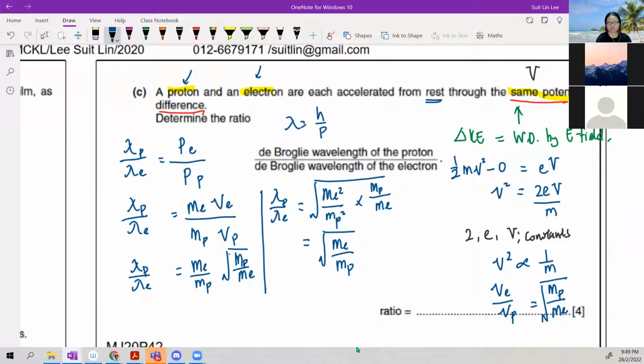And I can now substitute the values. This will be 9.11 times 10 to the power negative 31 kg. This one can copy from your front page data sheet. 1.67 times 10 to the power 27. Power half or square root. And this will give you 2.33 times 10 to the power of negative 2.